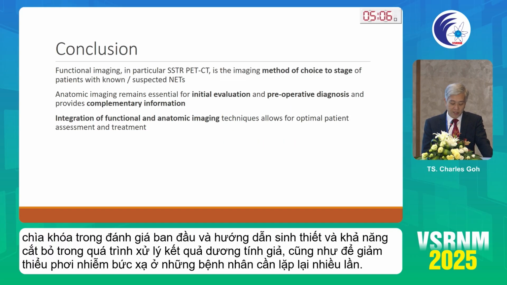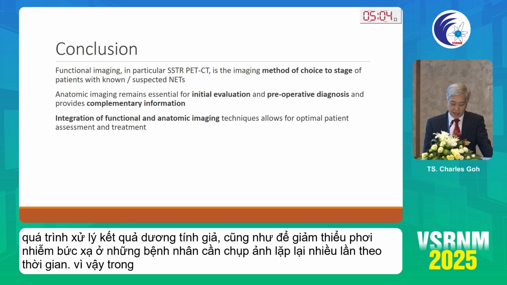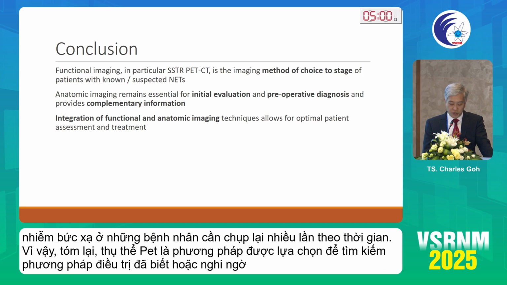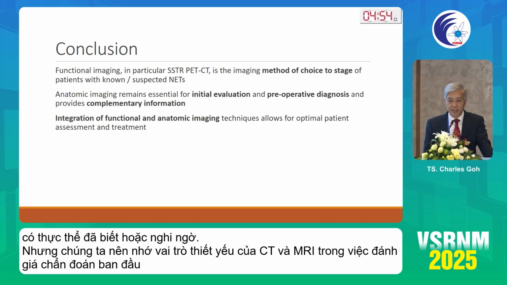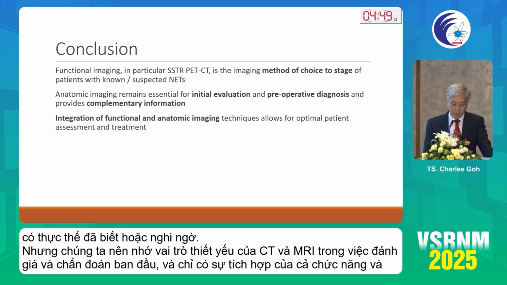So, in conclusion, receptor PET is useful to stage patients with known disease, but we should remember the essential role of MR in initial evaluation and diagnosis. And only the integration of both our functional and anatomic techniques will allow for optimal patient assessment and treatment.